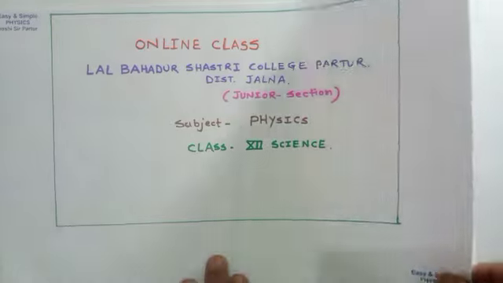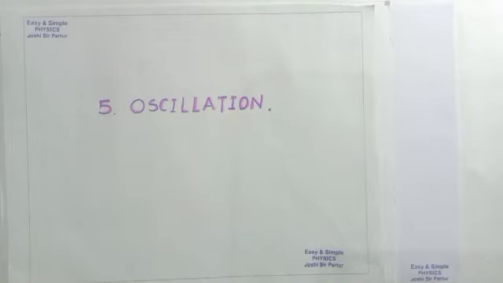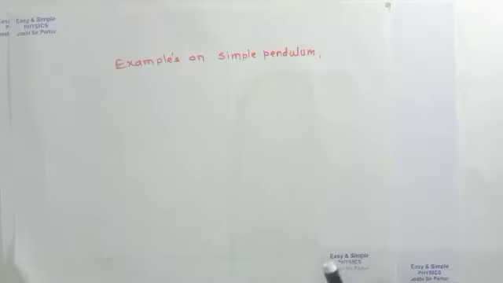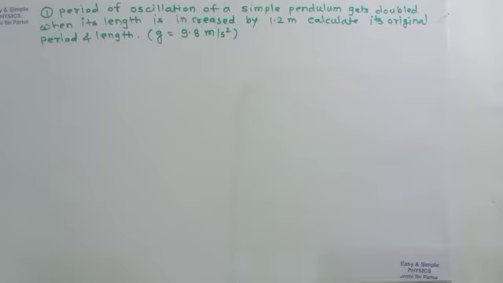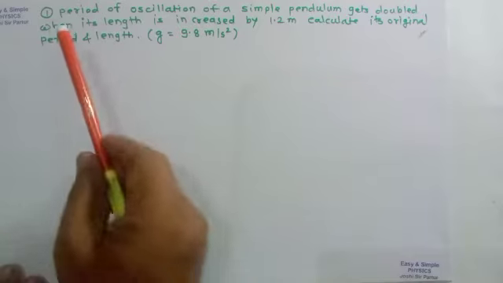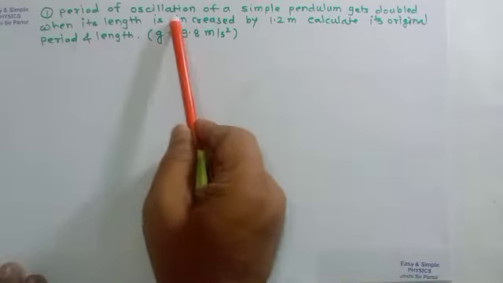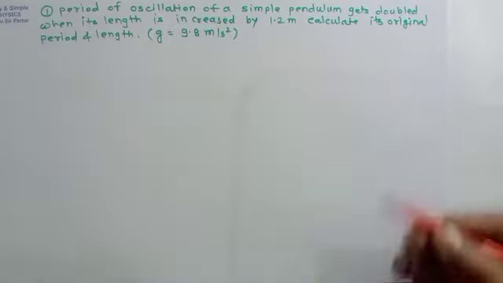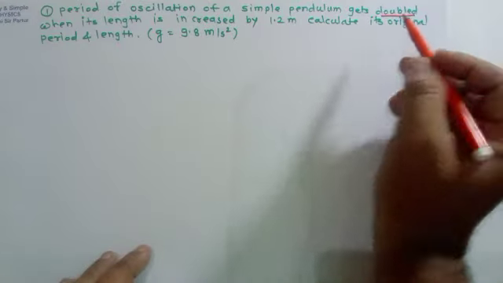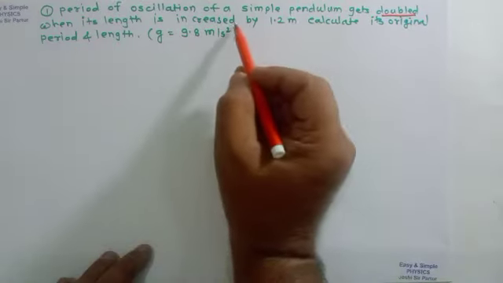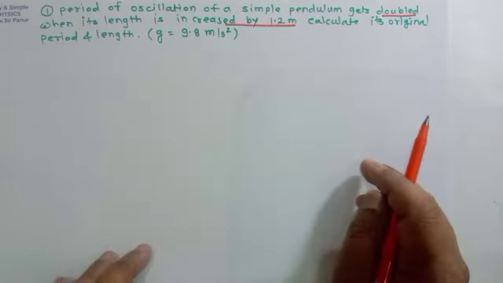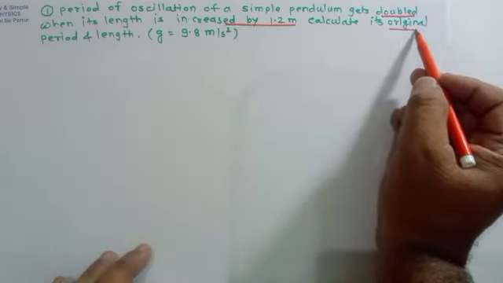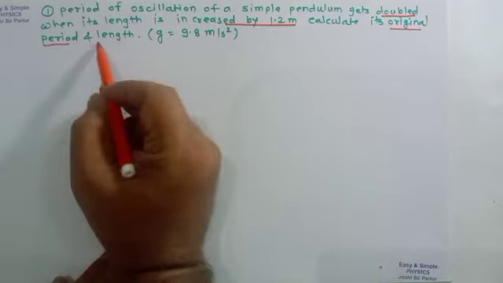Today we have learned about chapter number 5, oscillation. In this chapter we have seen some examples. The given example will be: the period of oscillation of a simple pendulum gets double when its length is increased by 1.2 meter. Calculate the original period and length.